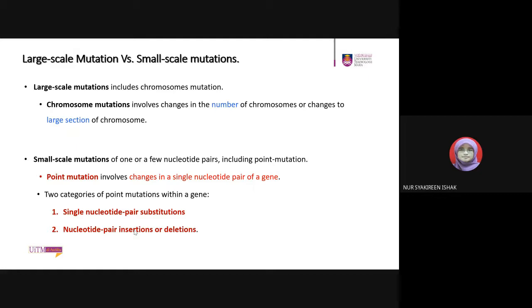When a frame shift mutation occurs, it codes for a different amino acid all the way through the production of the polypeptide chain. Okay. Tapi kalau single nucleotide pair substitution, it may code for a different amino acid, or it may change the codon but still code for the same amino acids.